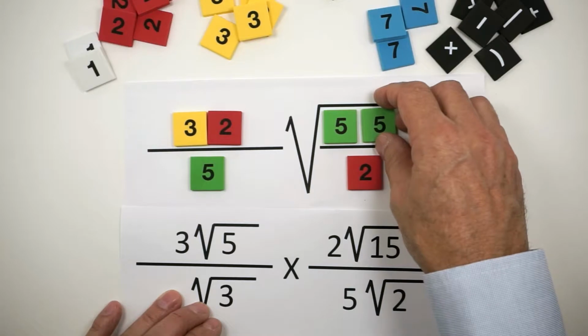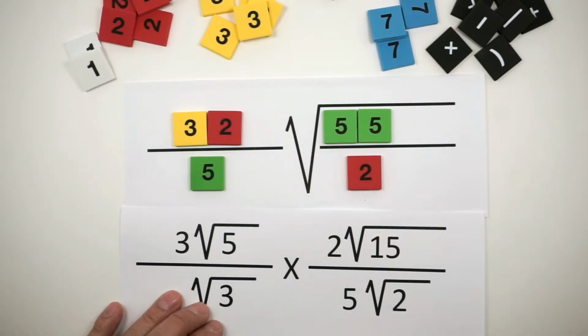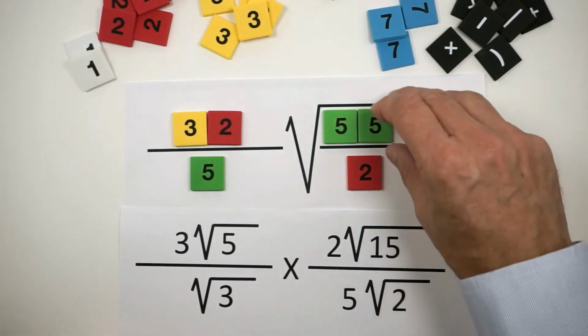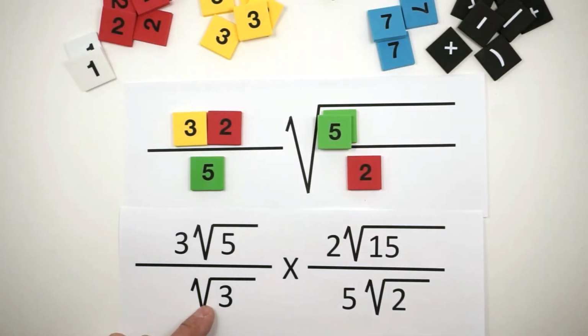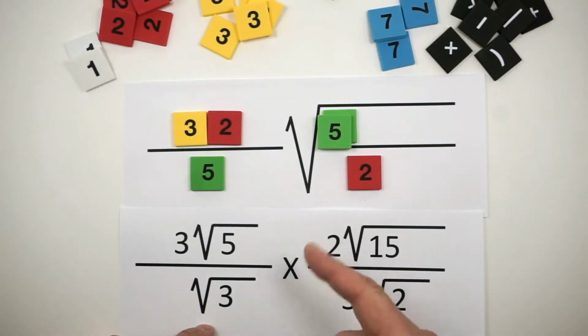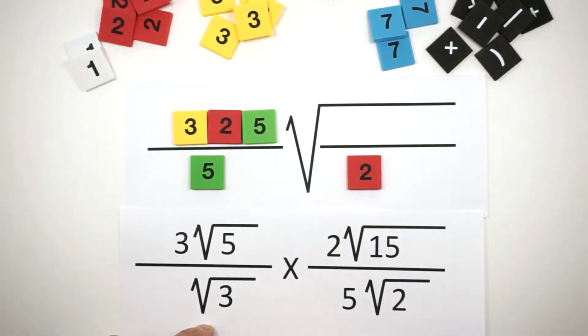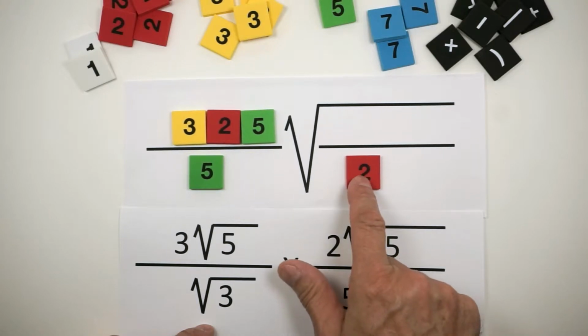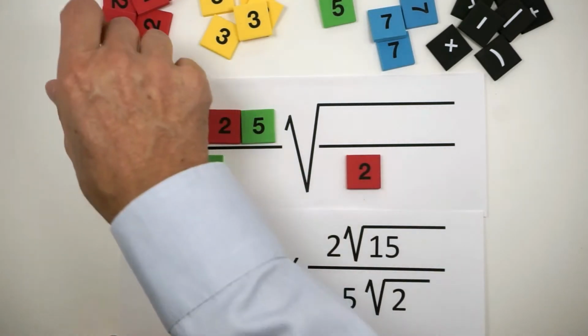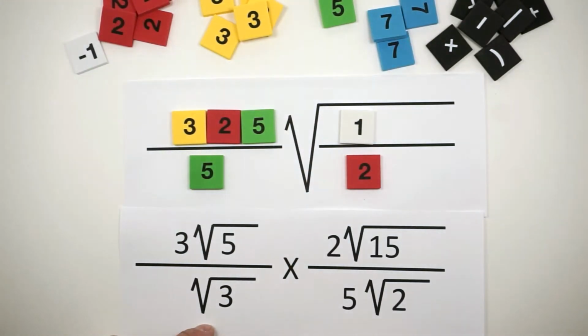Now we have a numerator that shows 5 times 5. Well, a 5 times a second 5 is just 5 squared. We take the square root of 5 squared, and we're left with a 5. It comes outside the radical. Now we've got a 2 in the denominator here. We need to put a 1 upstairs. So we're taking the square root of 1/2.